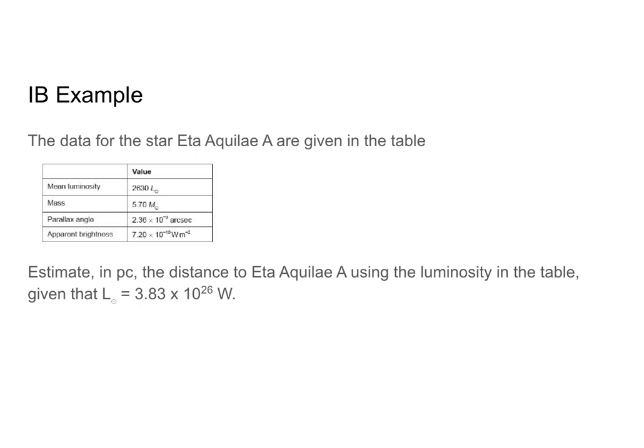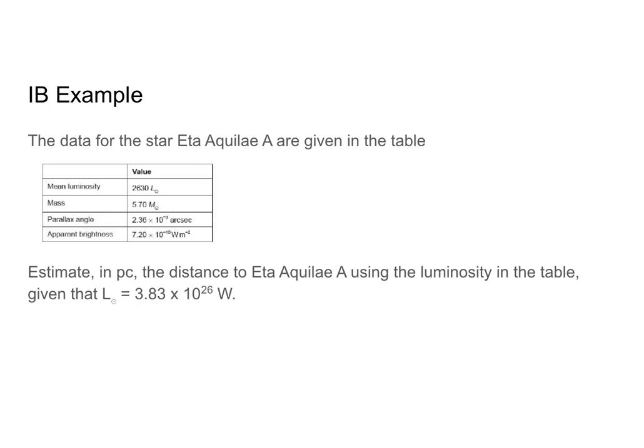So let's go ahead and look at a new IB example question. The data for the star Eta Aquilae A are given in the table here. Estimate in parsecs the distance to Eta Aquilae A using the luminosity in the table, given that the luminosity of the sun is 3.83 times 10 to the 26th watts. So the first thing we need to do is figure out the distance to Eta Aquilae A.